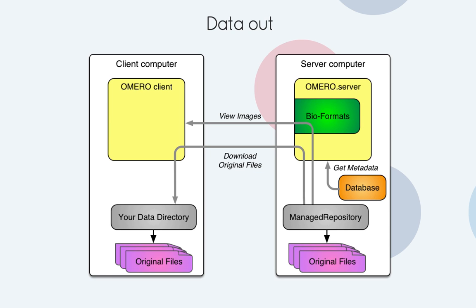Any metadata that's in our model. Other metadata could be pulled directly from the files. And if the user needs the original files in their original format, they can now simply be downloaded. Bioformats doesn't need to be involved in this, but the files can be downloaded from the managed repository to the local data store of some sort.